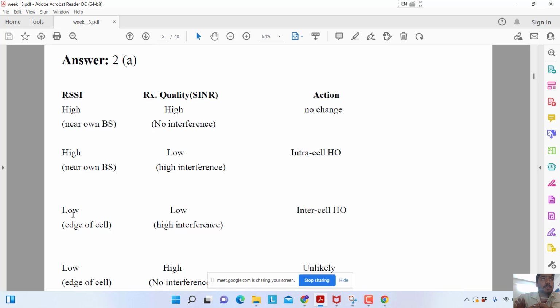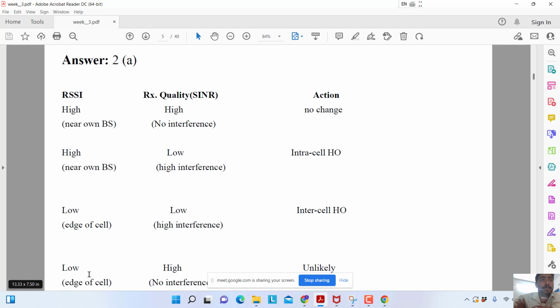And the third is low RSSI. It means we are on the edge of the cell. We are not getting a better signal. If we are on the edge of the cell, it means we are getting high interference from the other cells. So in this case we will also not get the required signal. So here we will consider the intercell handoff.